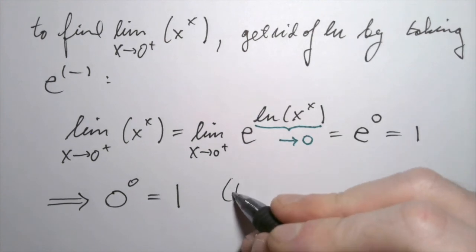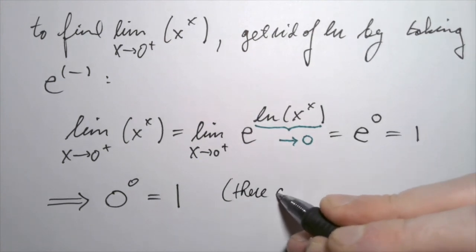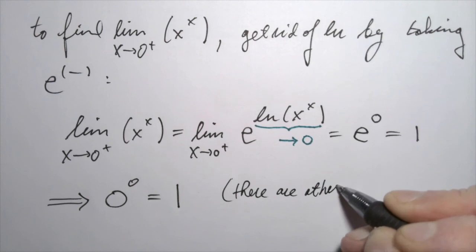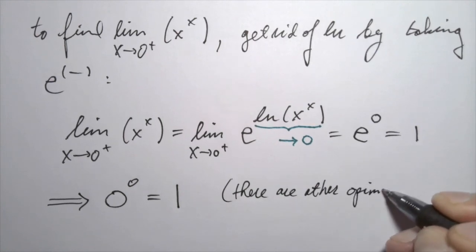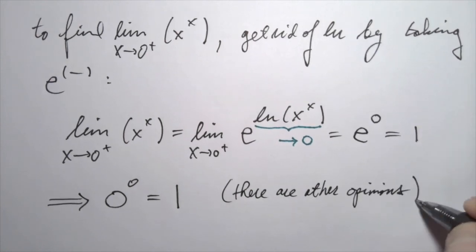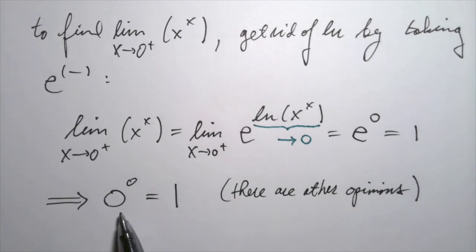But I should warn you that there are other opinions. There are some reasons to think of 0 to the 0 as 0. I'm not saying that this is firm. This is really an indeterminate form, but I prefer this answer, and it's justified by this limit calculation that we just made.